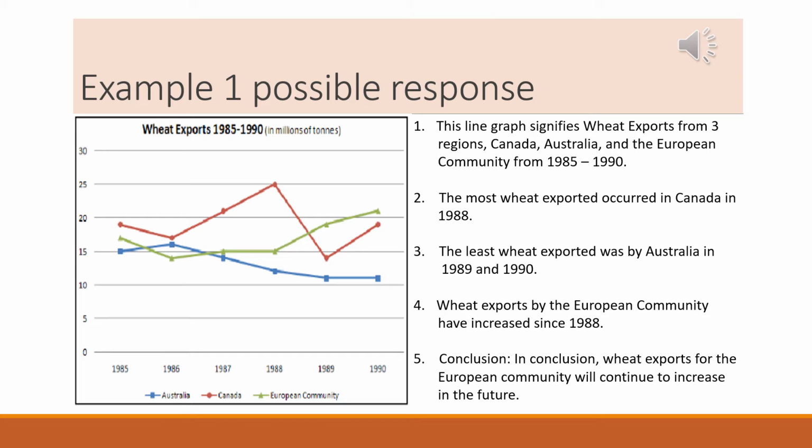This line graph signifies wheat exports from 3 regions, Canada, Australia, and the European community from 1985 to 1990. The most wheat exported occurred in Canada in 1988. The least wheat exported was by Australia in 1989 and 1990. Wheat exports by the European community have increased since 1988. In conclusion, wheat exports for the European community will continue to increase in the future.